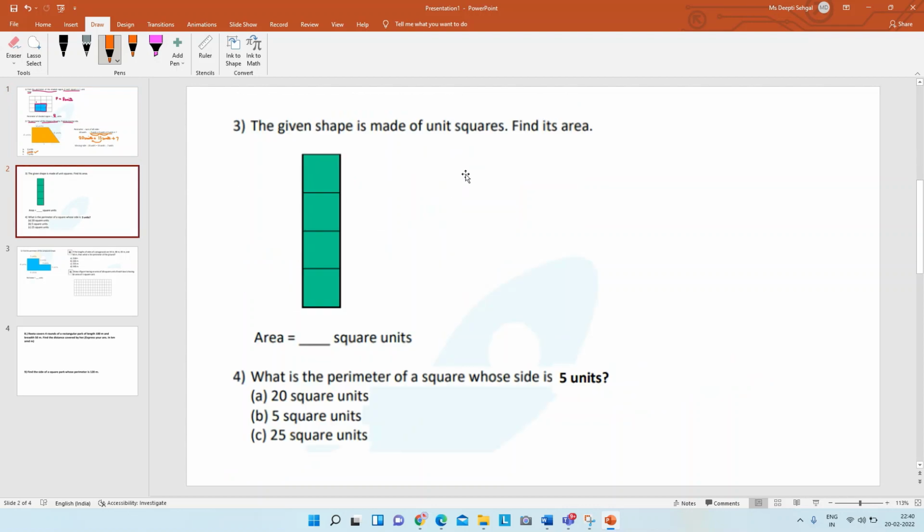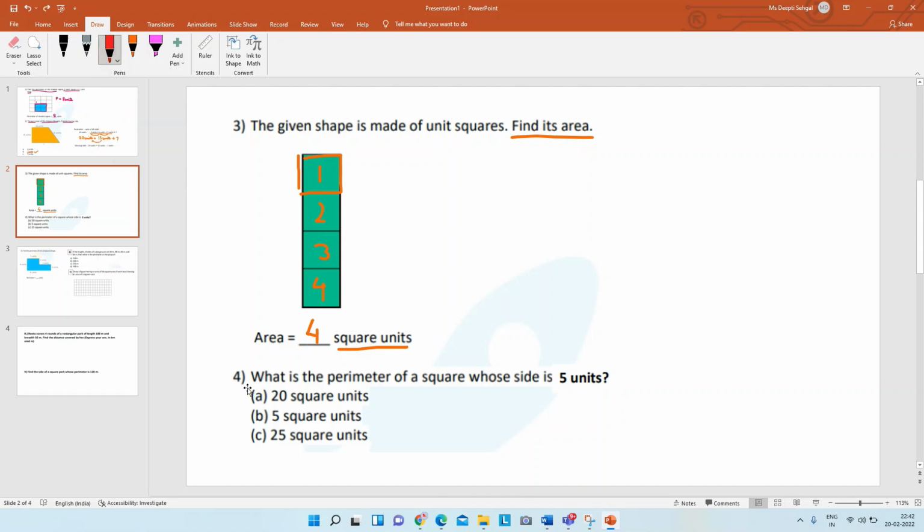Now the next question is the given shape is made up of unit squares. So this is the shape made of unit squares. That means unit square means 1 unit. This is 1 unit, 1 unit, 1 unit. Find its area. So this is 1 square, 2 square, 3 square and 4 square. So total area is 4 square units. Square units is already mentioned here.